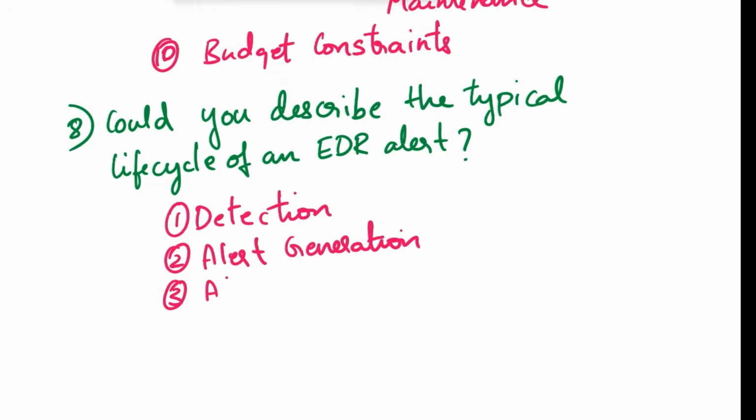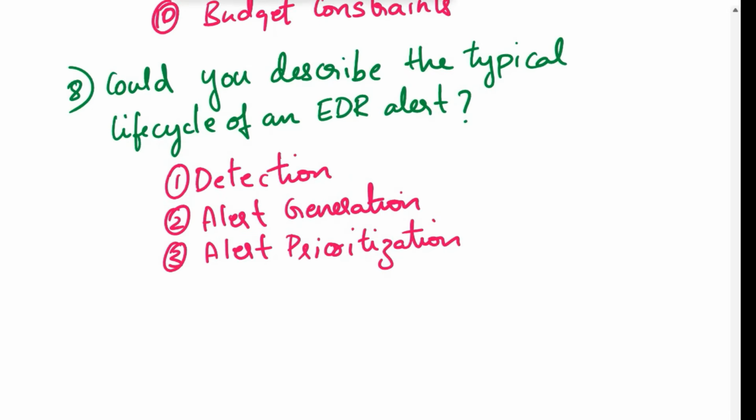Next one is alert prioritization. Not all alerts are equally critical. Security teams need to prioritize alerts based on factors such as the severity of the alert, the potential impact on the organization, the context of the affected endpoint, and the potential for false positives. Prioritization helps ensure that the most urgent alerts are addressed first.